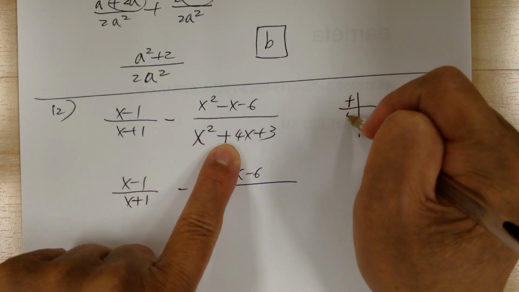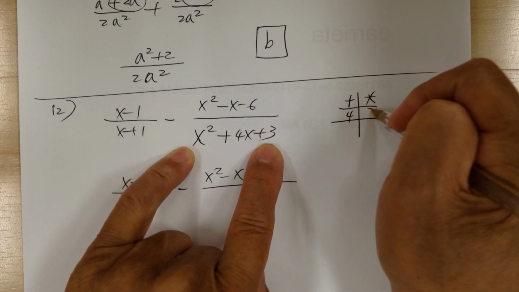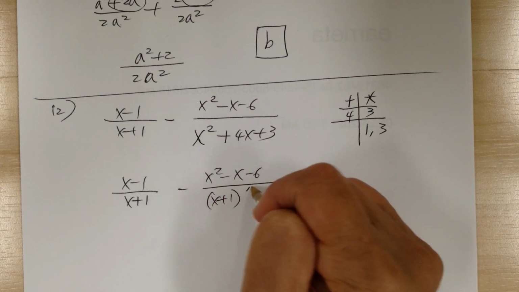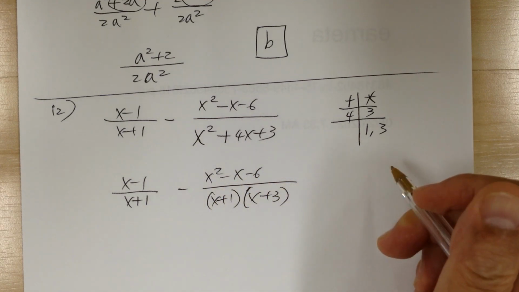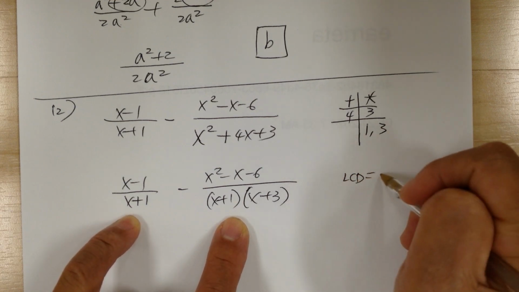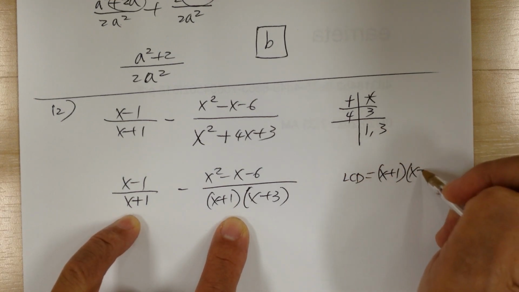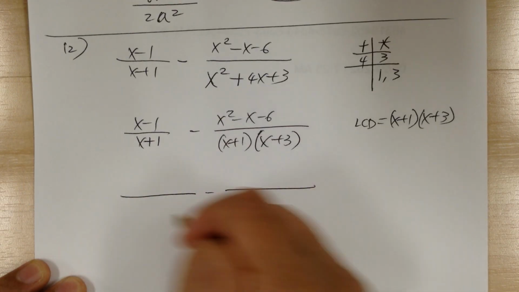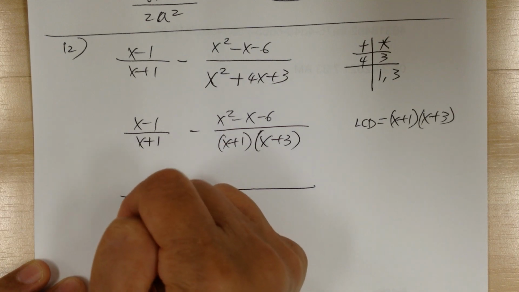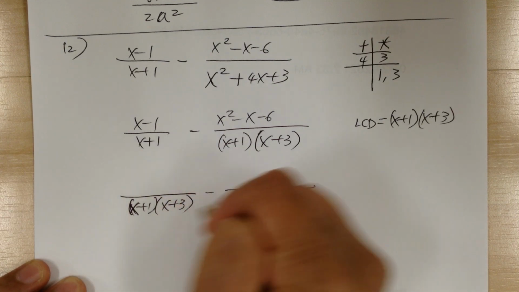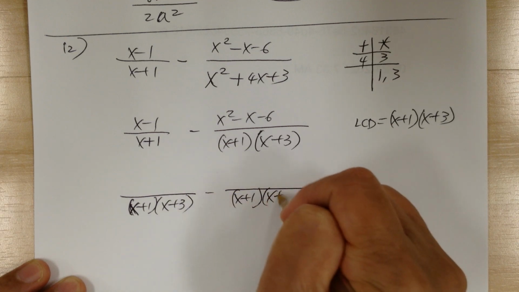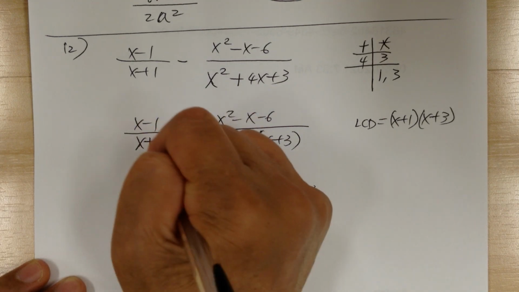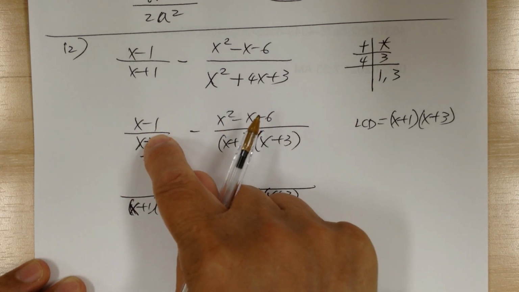So you need to add to get the 4. You need to multiply to get the 3. So this will be 1 comma 3. Okay, so you're going to get x plus 1, x plus 3. So from here your LCD is equal to x plus 1, x plus 3. So let's go and get the LCD ready. Okay, so from here to here, you're missing this one. So you need to multiply by x plus 3. So this times this will give you that.